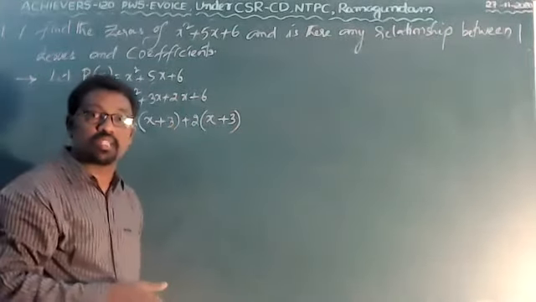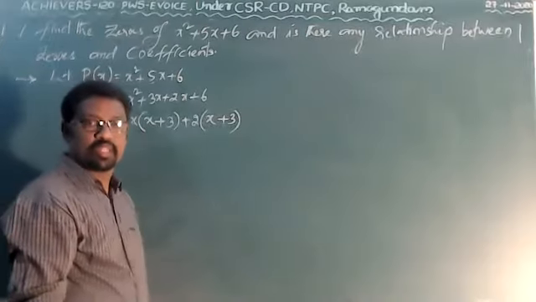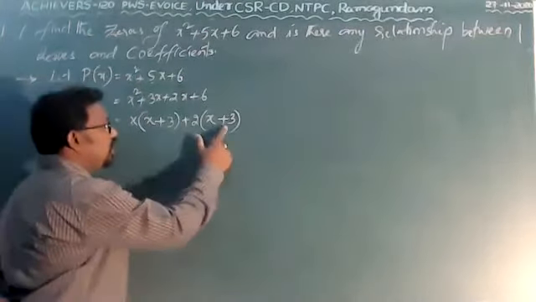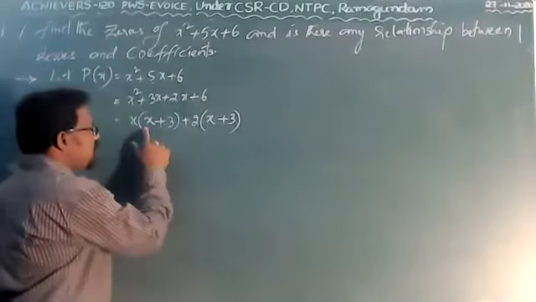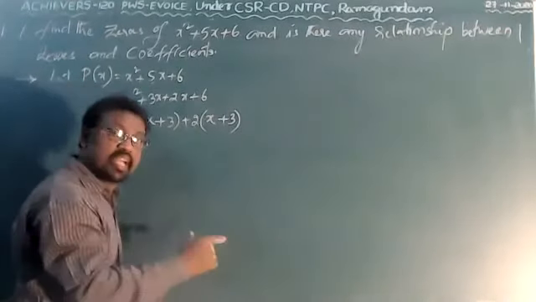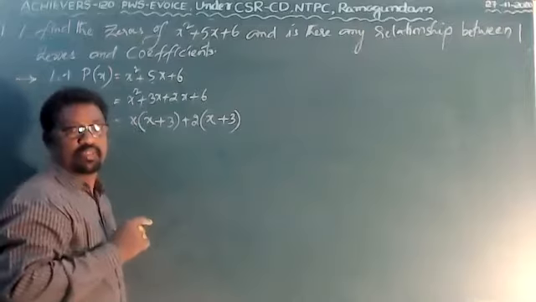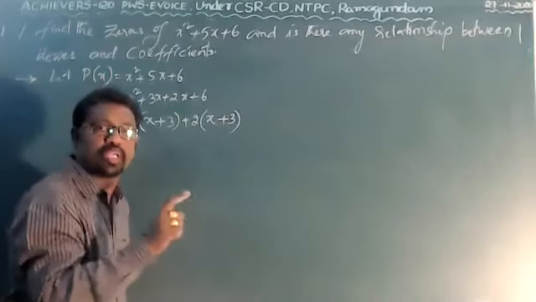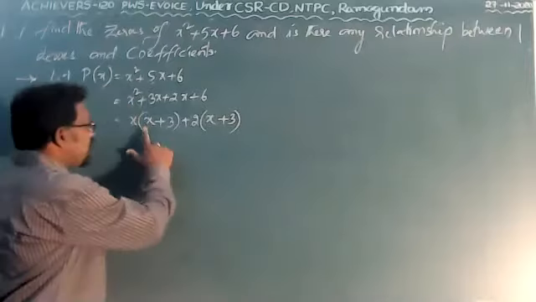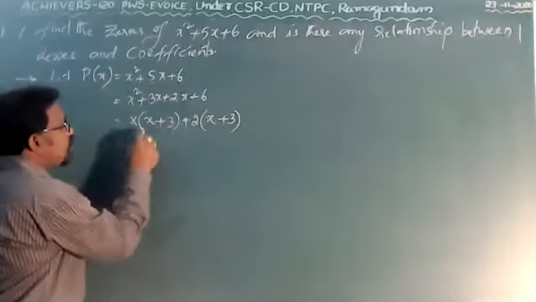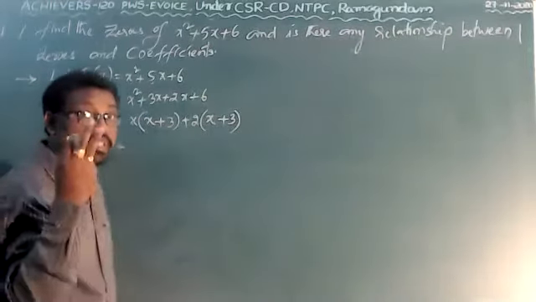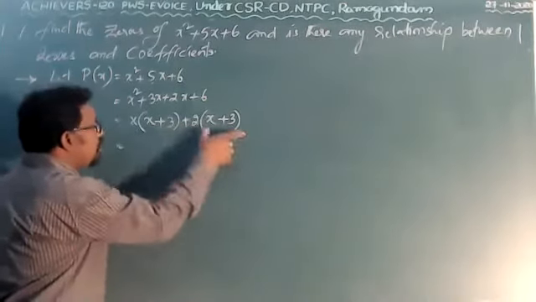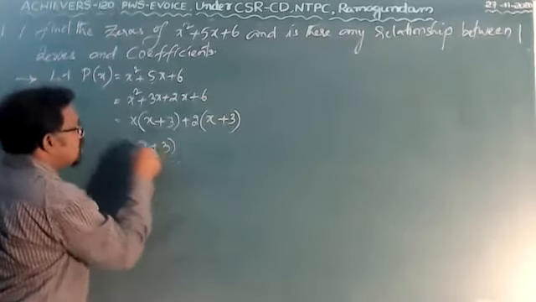See, within the braces, the terms must and should be equal. Here x plus 3 is there, and here also. If this is x minus 3, it's wrong. Within the braces, both must be absolutely equal. Okay, children? So x plus 3, this is okay. Again, what is the common in both? Only two terms are there, this is one term and this is another term. x plus 3 is common.